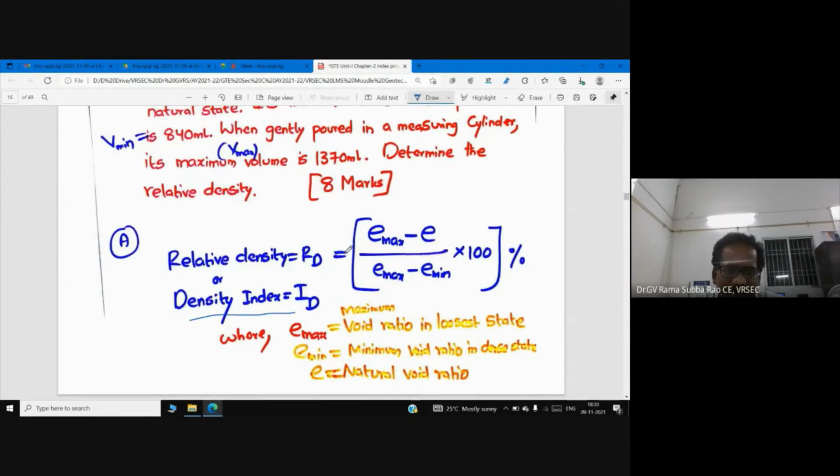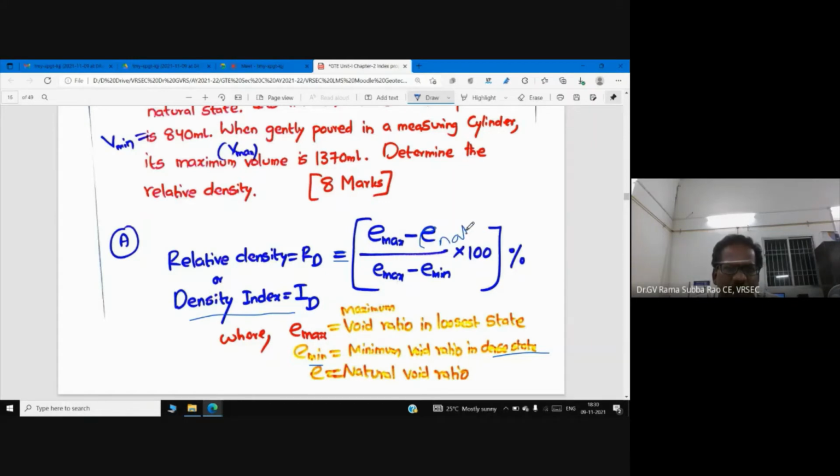Here I can write now (e_max - e) / (e_max - e_min) × 100. Someone can ask me, what is e? e means void ratio. What is max? Maximum void ratio, which could happen in the loose state. Minimum void ratio could happen in the dense state, that means in compacted state, in simple language. What is e? Don't worry, e is the natural void ratio.